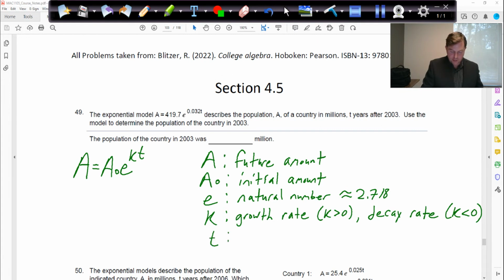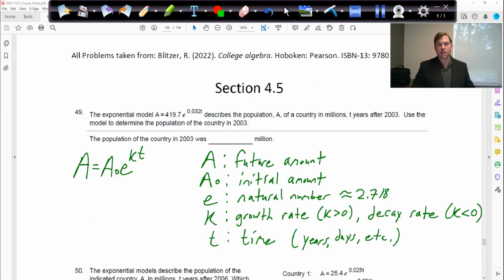Finally, T is the time. And it could be years, it could be days, it could be minutes, any unit that has time involved. And whatever the unit is, that's what you will report. So in most of these problems, we're going to deal with years. So then if I do any calculation, it has to be based on years. Okay, so let's look at this first problem.